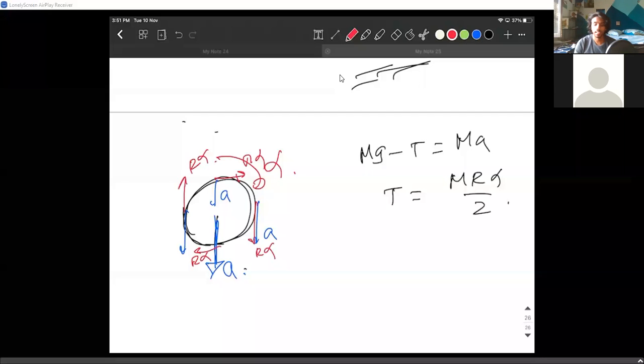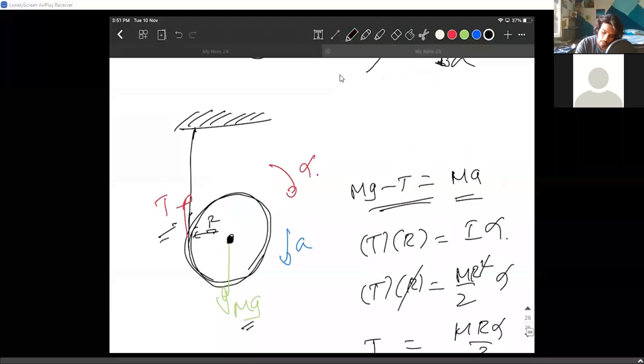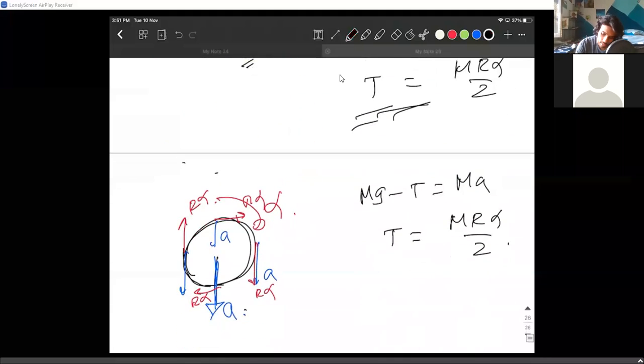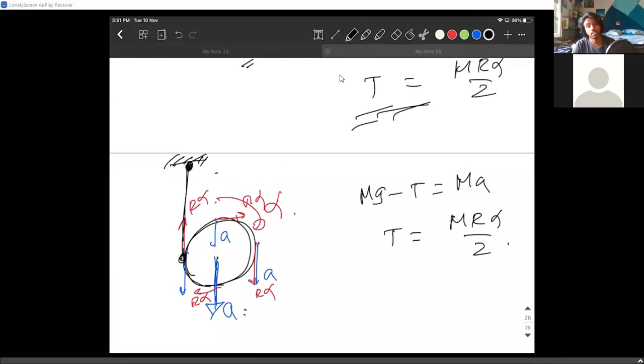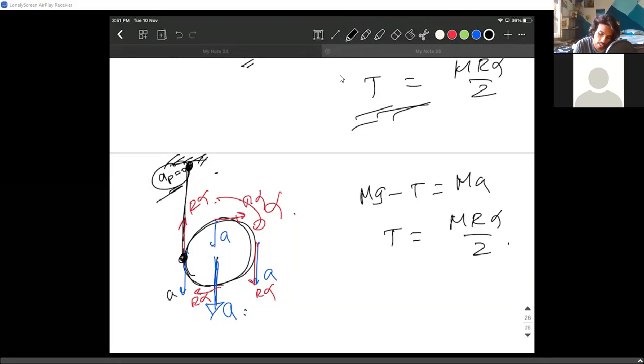Now here is an interesting take. The point which is here is basically tied to a wall. Now, what is the acceleration of this particle which is tied to the wall? We all know that the acceleration of that, AP, let's just say, is 0. If that is 0, the resultant acceleration, which is a downwards and r alpha upwards, which is nothing but a minus r alpha, is also 0.